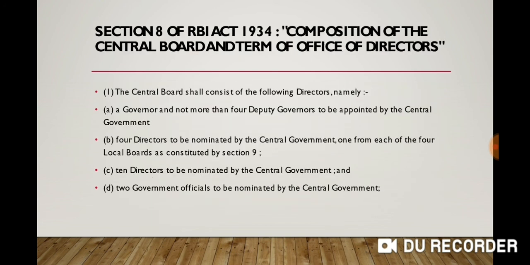Section 8 of the RBI Act 1934. Composition of the central board and term of office of directors. The central board shall consist of the following directors, namely: A. A governor and not more than 4 deputy governors to be appointed by the central government. B. 4 directors to be nominated by the central government, one from each of the 4 local boards as constituted by Section 9. C. 10 directors to be nominated by the central government, and D. 2 government officials to be nominated by the central government.